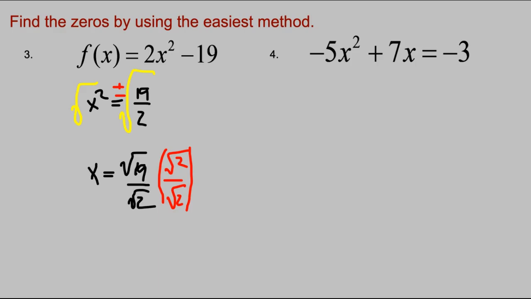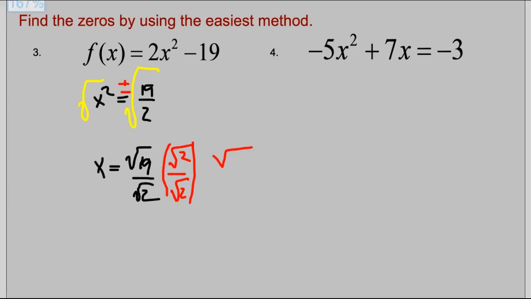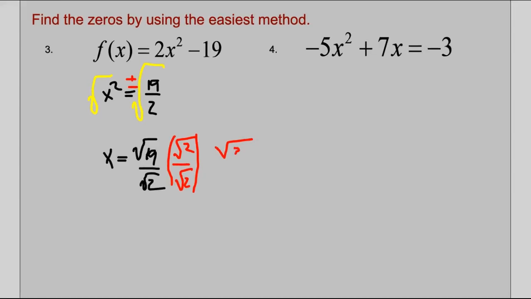And we end up with square root of 38 over 2. And what did I tell you not to forget? The plus or the minus. So x is equal to plus or minus the square root of 38 all over 2. If you solve that with the quadratic formula, you should get the same result, but it's just a lot easier to use square root both sides.